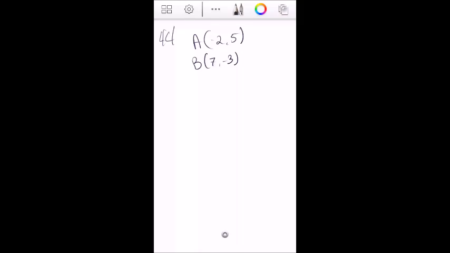All right, 44. Another easy problem. It says, what is the midpoint of A, negative 2, 5, and B, 7, negative 3? Midpoint formula you do have to know for your test. It's not going to be given. It's just x1 plus x2, though, divided by 2. You take the average of the x's, and then take the average of the y's. So y1 plus y2 divided by 2.